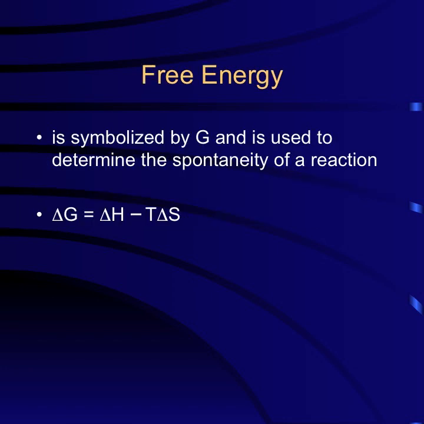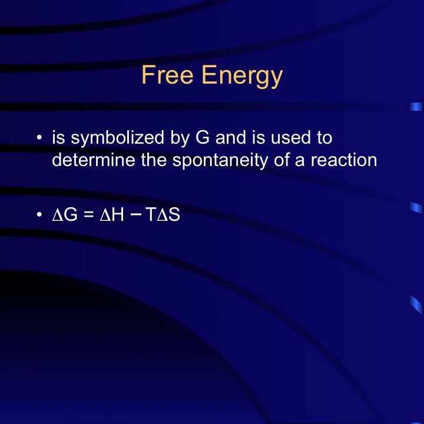And the way we measure spontaneity is by measuring what's known as free energy. Gibbs free energy. Josiah Gibbs was the gentleman who came up with this concept. And G allows us to measure the spontaneity in a reaction by taking delta G, or the change in free energy, equals delta H minus temperature times delta S.